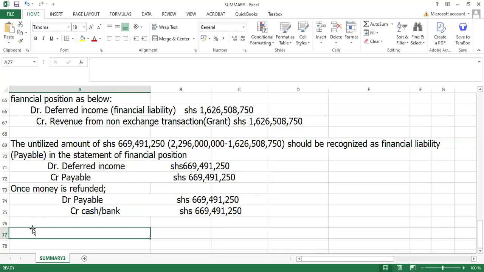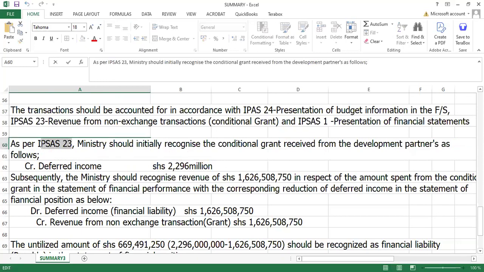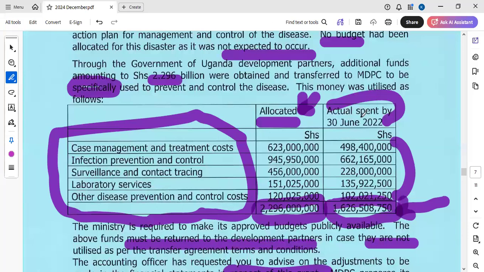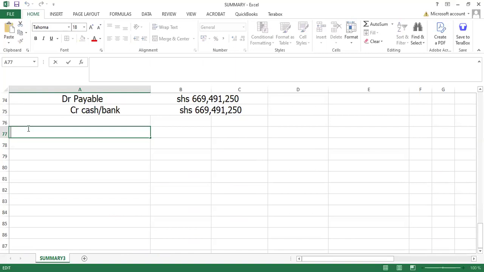Okay. And now you are done with everything about IPSAS 23. But the fact that we have the budget in the question, the allocated and the amount spent, then we can as well write something about IPSAS 24.